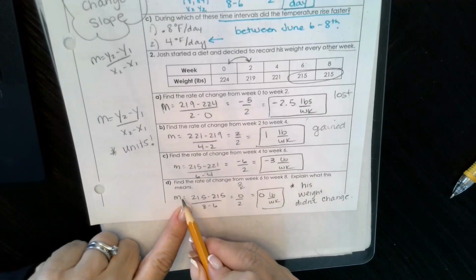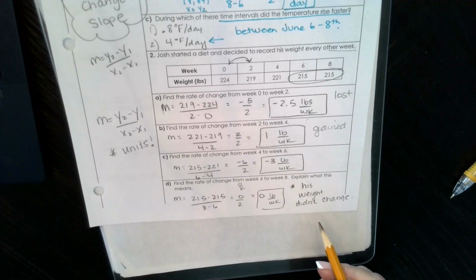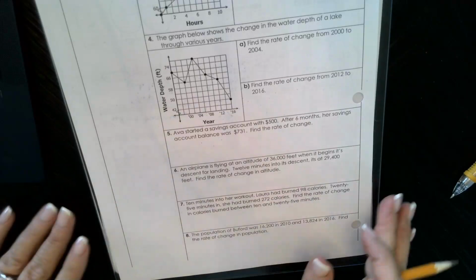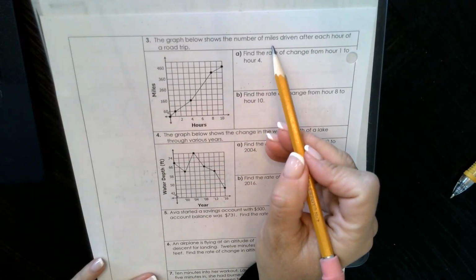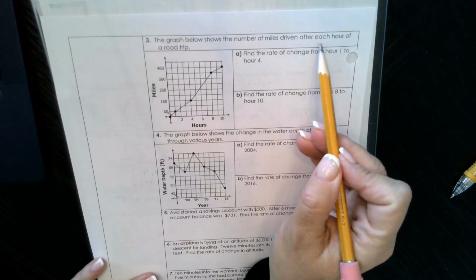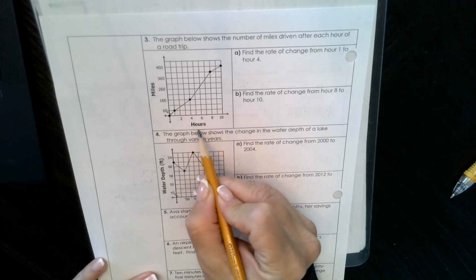And it says explain what this means. It says his weight didn't change. So over that time interval, his weight didn't change. Okay? All right, let's flip it over and look at it from this standpoint. So now we have a couple of graphs. What it says here is the graph shows the number of miles driven after each hour of a road trip. So we see that this is miles and this is hours.